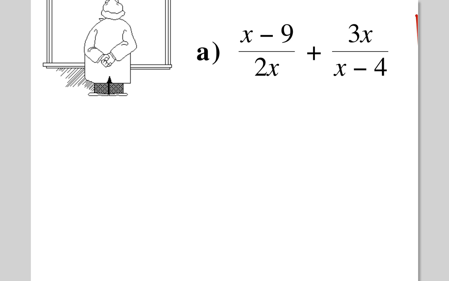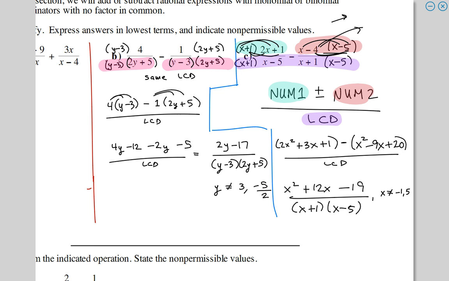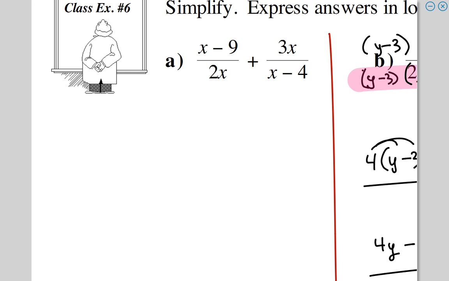Okay, the first one we skipped because it's a little bit different. If you look at these two, it's a binomial with a binomial. Over here, what do you have? A binomial with a monomial. So again, it's a little bit of the same. What does this one need that this one doesn't have? X minus 4, x minus 4. And the one over here, McKenna, 2x and 2x, right?